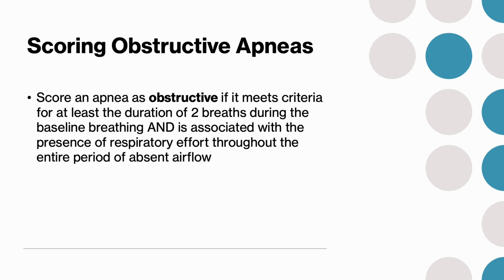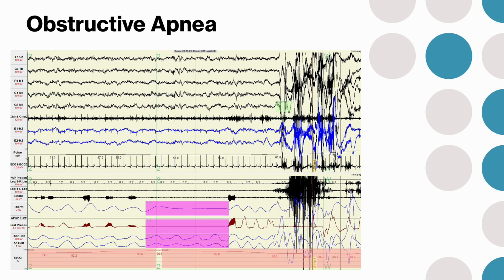For the duration, it's easier to score apneas for pediatrics because they almost certainly will breathe several times in 10 seconds. So 2 breaths opens the door for pretty short apnea scoring. Remember that obstructive apneas do not require a desaturation or an arousal.